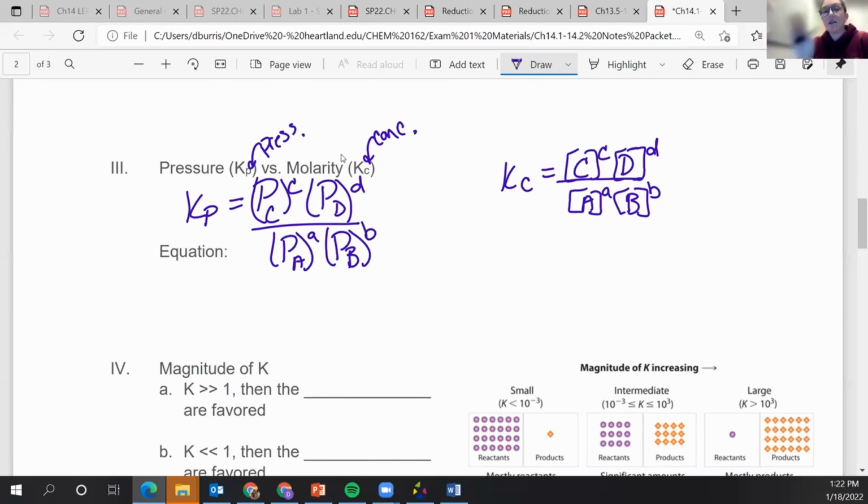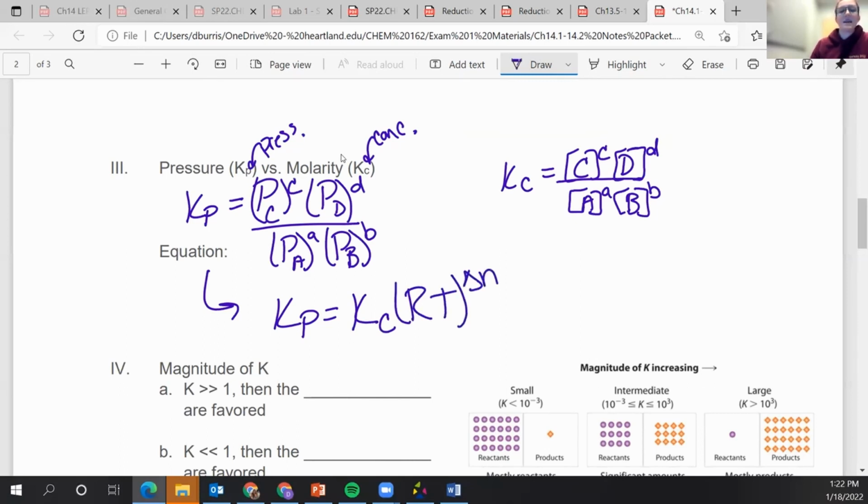Now, Kp and Kc are not necessarily exactly the same number. They have a relationship, and this is the equation you will have to be able to use: Kp equals Kc times RT, there's that gas constant, to the delta n power. Now, R in this case, you do have to use the 0.08206 number because Kc is in concentration, it's molarity, so moles per liter. And this has liters and moles in it. So the only way to get this one to work is to use the correct R.